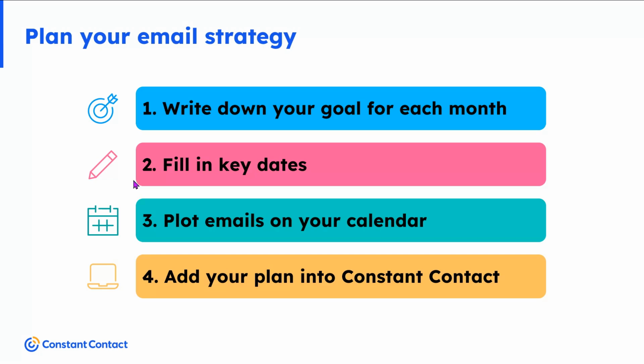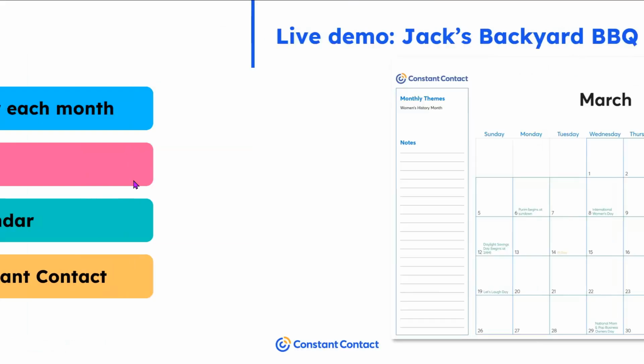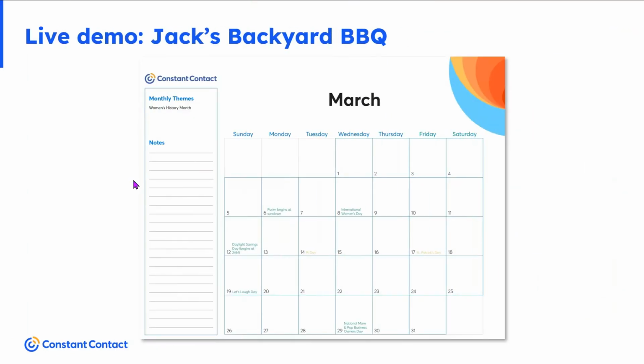Now, I want to log into a live Constant Contact account to show you the in product marketing with it. And I'm going to be putting together an email marketing plan for Jack's Backyard Barbecue. So before we jump into the account, let's take a look at what they've planned on their worksheet for March. First, Jack's Backyard Barbecue identified their goals for March.